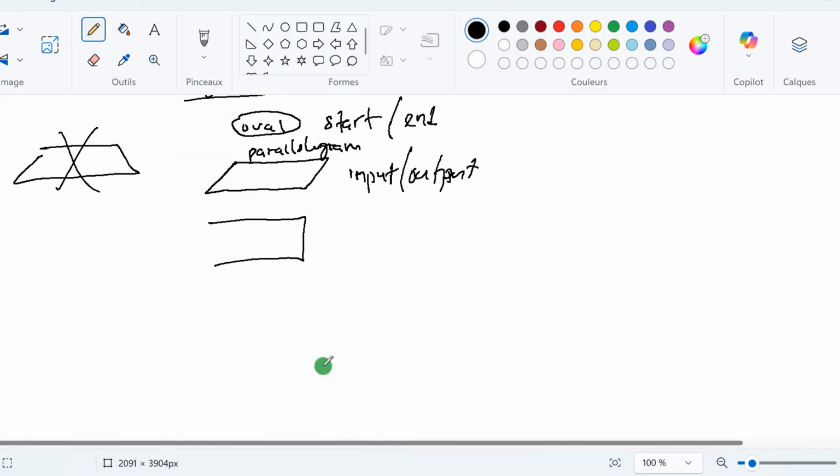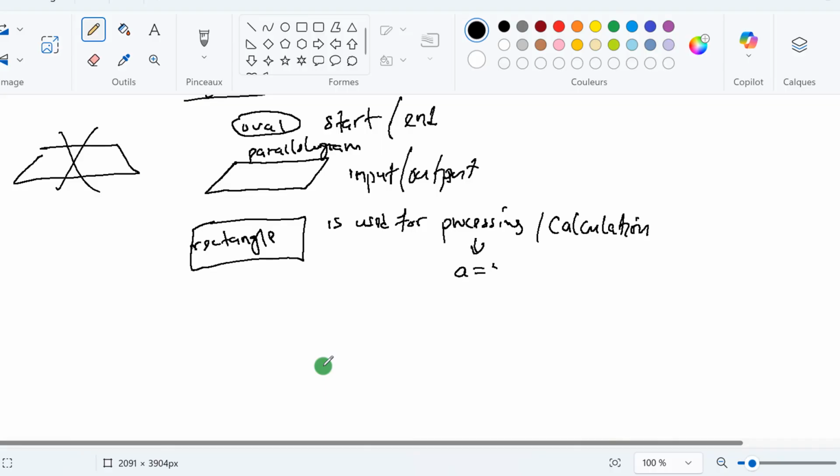The next symbol here is what we call rectangle. So the rectangle is used, let me simplify it, for processing, or you say calculate, for processing or calculation. Now, example of a process here. If I take something like A equals to B, this is a process. A equals to 5, this is a process.